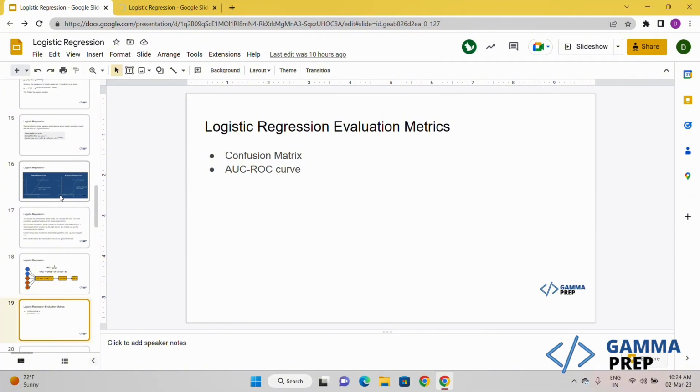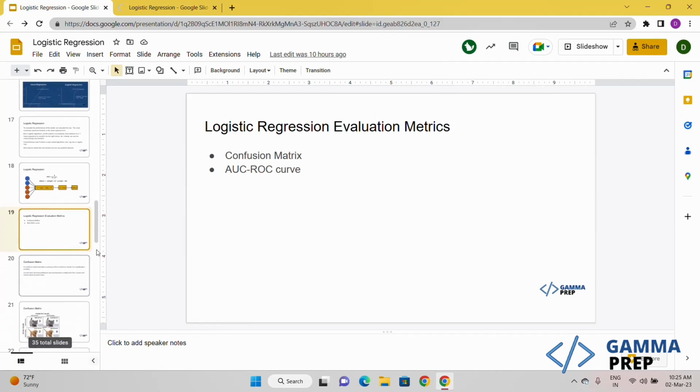In classification, there are lots and lots of evaluation metrics. In linear regression, there were just four evaluation metrics: MSE, RMSE, R square, adjusted R square. MSE and RMSE were almost the same, and adjusted R square was just an optimization over R square. But in logistic regression, we'll have lots and lots of evaluation metrics, and these are not only for logistic regression, but for any classification algorithm, be it decision trees, be it random forest, be it any classification technique.